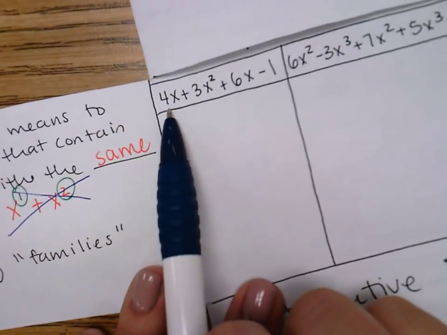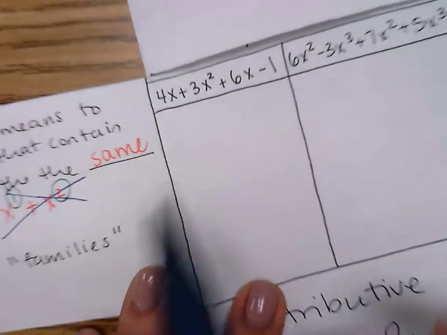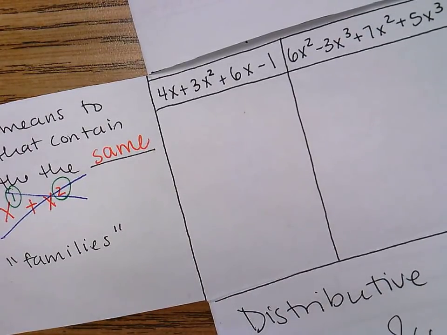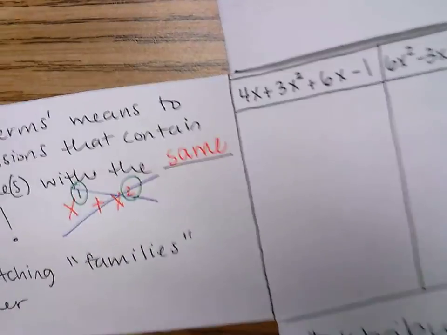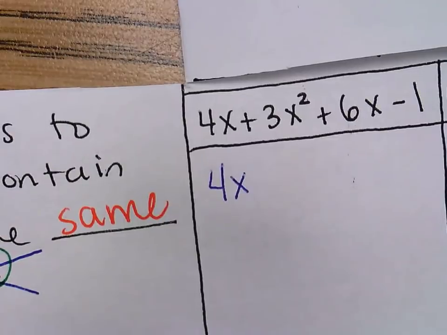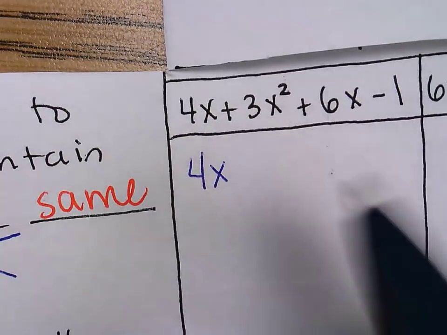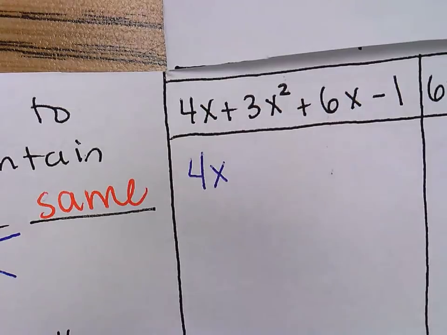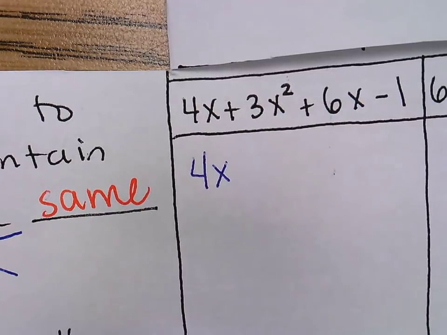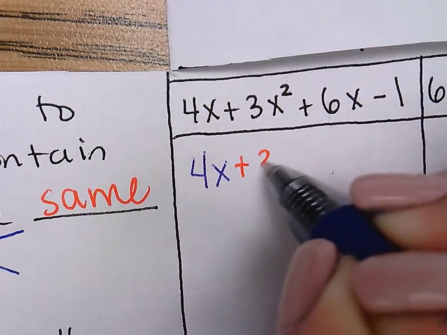So my first example is 4x plus 3x squared plus 6x minus 1. I want to identify the matching families. Matching families have to have the same variables with the same exponent. So here, I'm going to use blue. Here I have 4x, that's blue, okay. I'm not going to write blue with my 3x squared, because although they are the same variable, they are different exponents. So I'm going to change it to red, plus 3x squared.